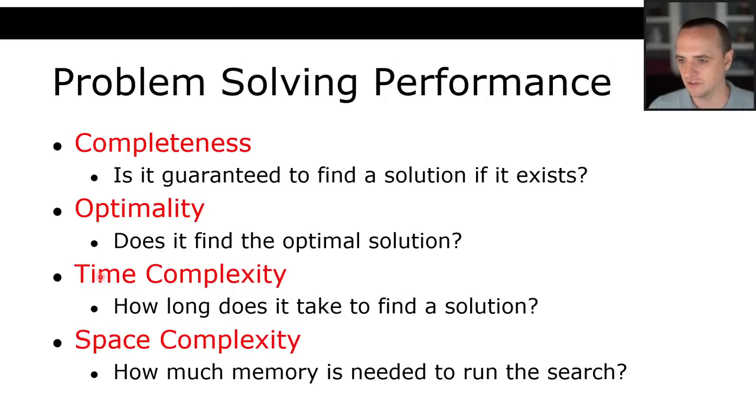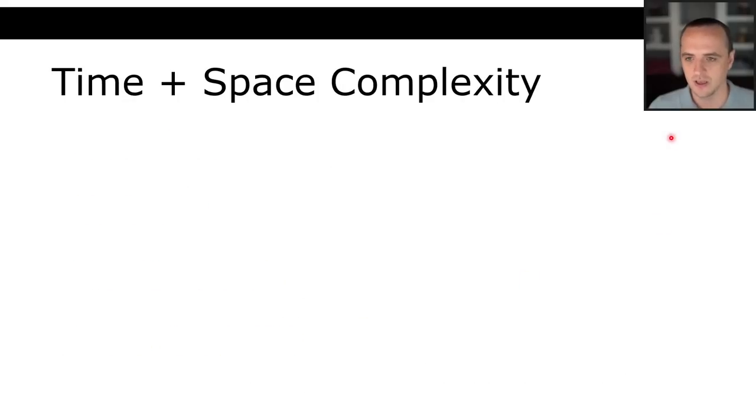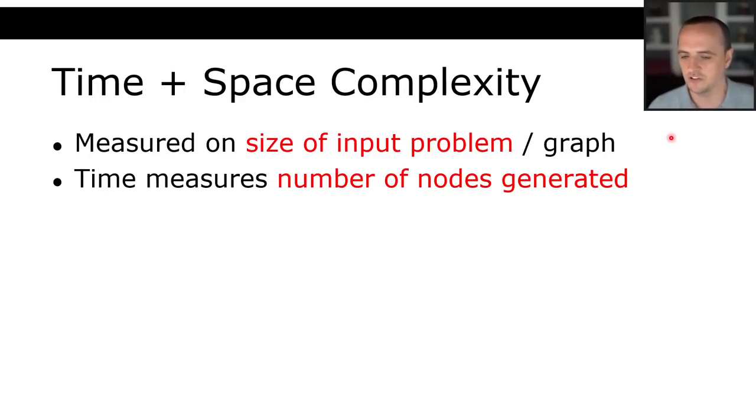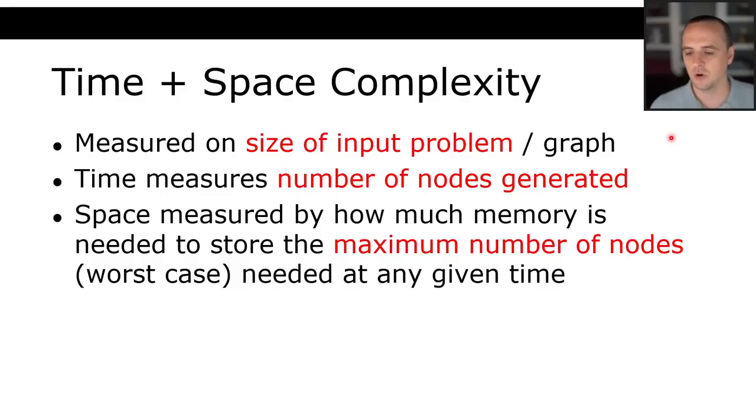Just a quick note: space and time complexity are measured on the size of the input graph or of the problem, okay? Time is going to measure the number of nodes that were generated, and space is going to measure how much memory is needed to store the maximum number of nodes in the worst case at any given time by the algorithm. So time is the number of nodes generated, and space is the maximum number of nodes we need to store in memory at any given time in order to actually run the algorithm.